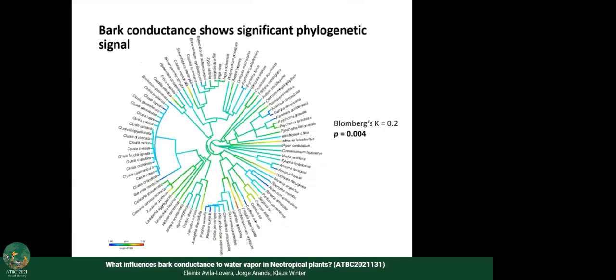And we also found that closely related species have similar values of bark conductance. So this is a phylogenetic tree of the 92 species that we studied, and we can see how, for example, in some areas like here, all the Clusia or all the Clusiaceae species that we studied have very low values of bark conductance to water, whereas other clades have warmer colors indicating greater values of bark conductance. So even though this Blomberg's K was low, it was significantly different from zero, indicating that phylogenetic signal is present in this data.